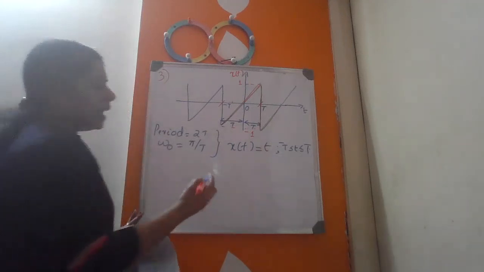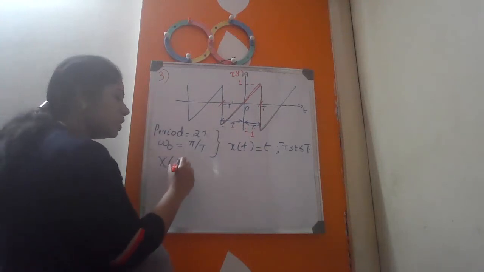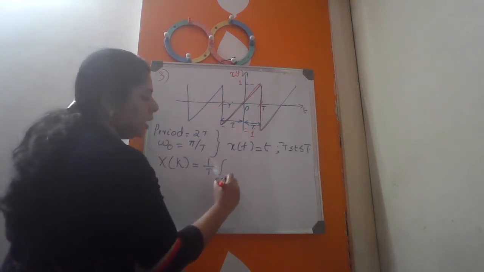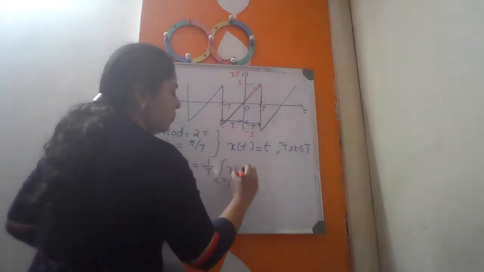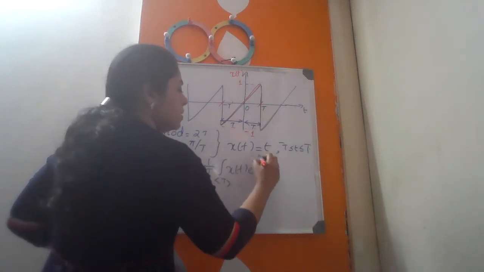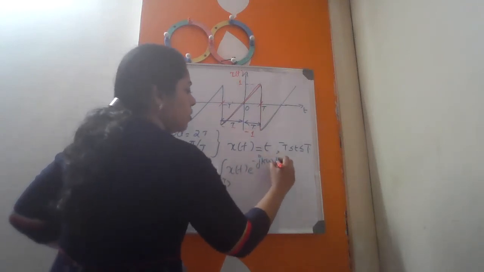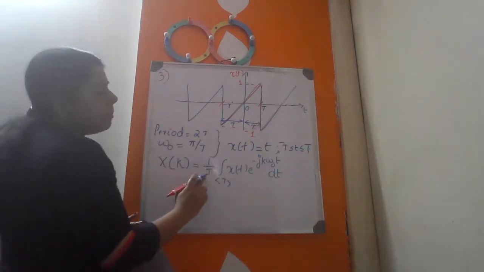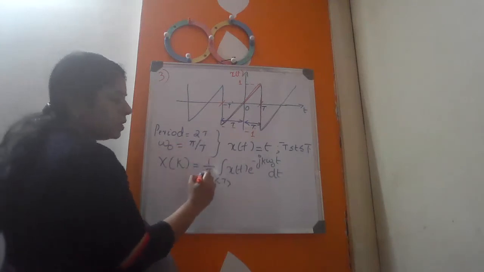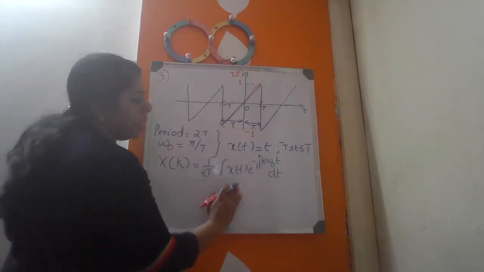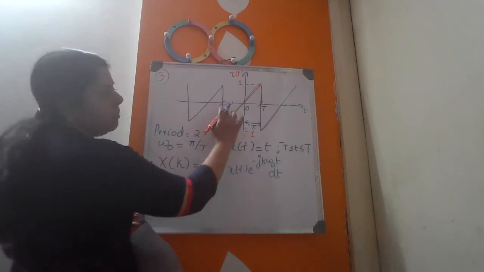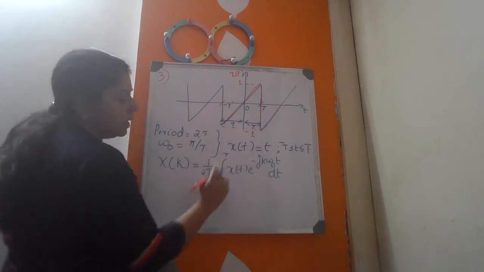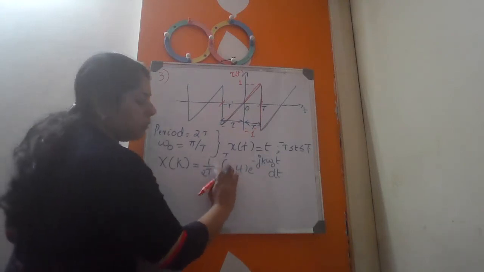Now let us go for the calculation. By using the exponential Fourier series, I can write that c k is equal to 1 by T integral over T of x of t e power minus j k omega naught t dt. This is my equation. Here my total time period is 2t, so substitute it as 2t. Now the integration limit I have to consider is from minus t to plus t, so please write it as integral from minus t to plus t. What is the value of x of t?